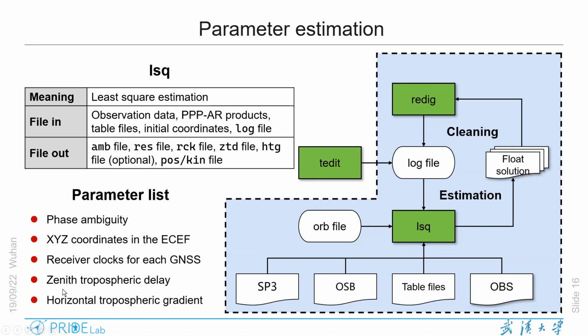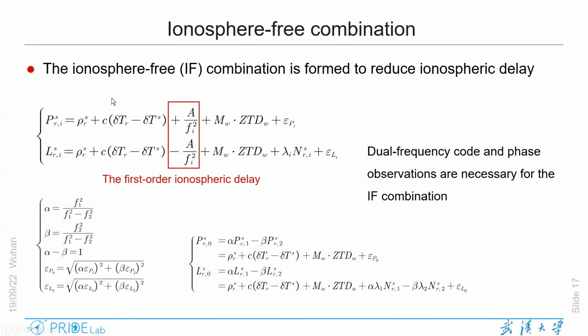Besides, there are the zenith tropospheric delay and the horizontal tropospheric gradient. We call these two parameters the ZTD and HTG, and they are two components of the tropospheric delay. Now we have noticed that there is no parameter for the ionospheric delay. This is because we have combined the dual-frequency code and phase observations to form the ionosphere-free combination, which is well known and commonly used for the processing of GNSS data.